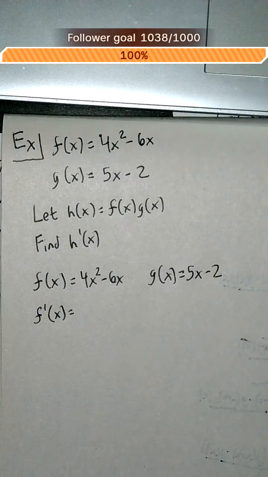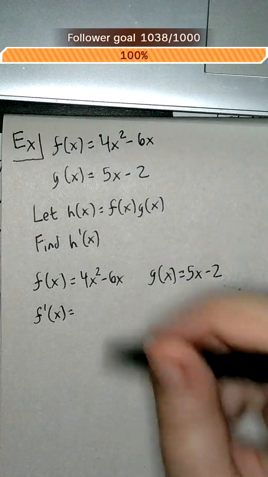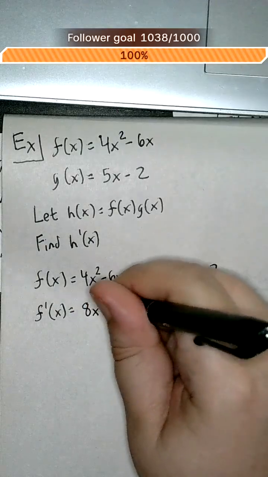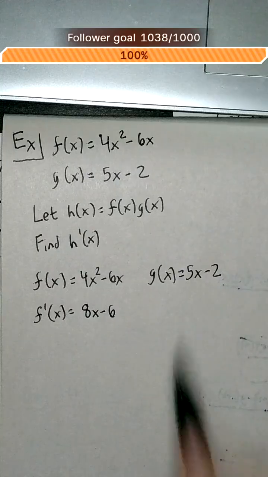Michael says 8x minus 6. Dollworld says 8x minus 6. Yeah, that's right. So my derivative here is 8x minus 6. Very good, everyone. What about g of x?